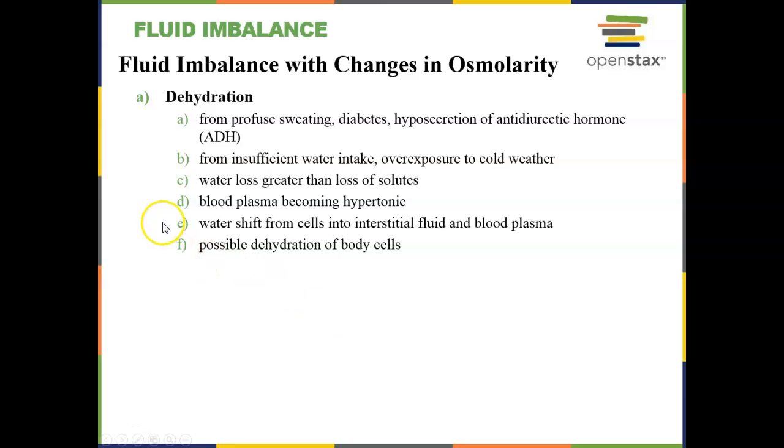Then we have fluid imbalances with changes in osmolarity. So dehydration, if you're sweating a lot, if you are not producing enough antidiuretic hormones, so you are urinating excessively, this would cause you to become dehydrated. So you have a lot of water leaving, but your solutes stay the same. And this is going to produce a hypertonic environment for your cells.